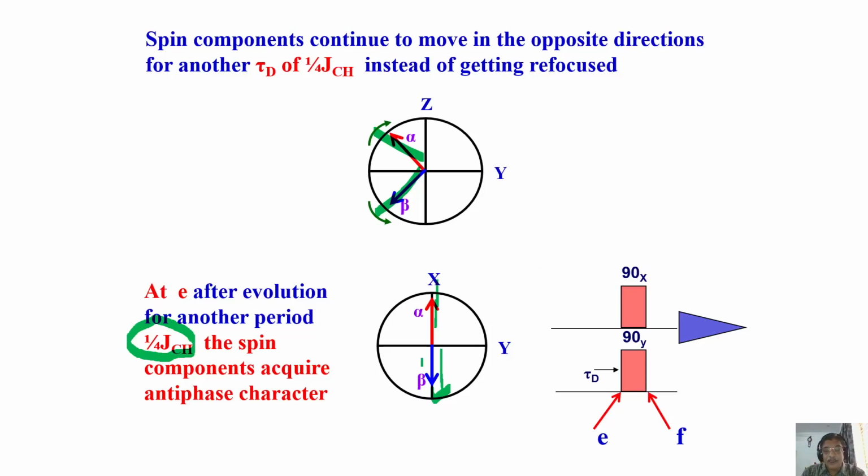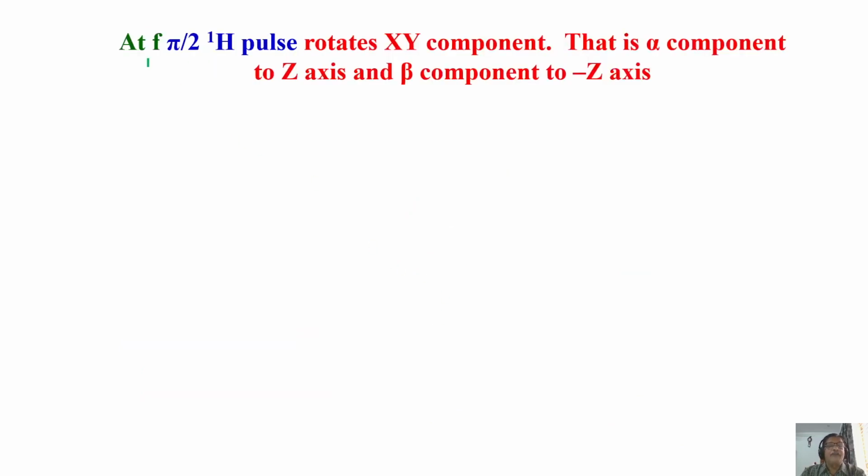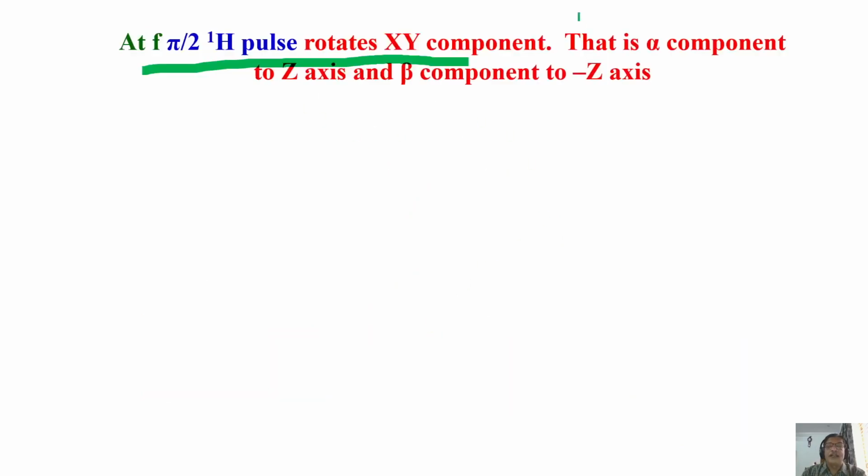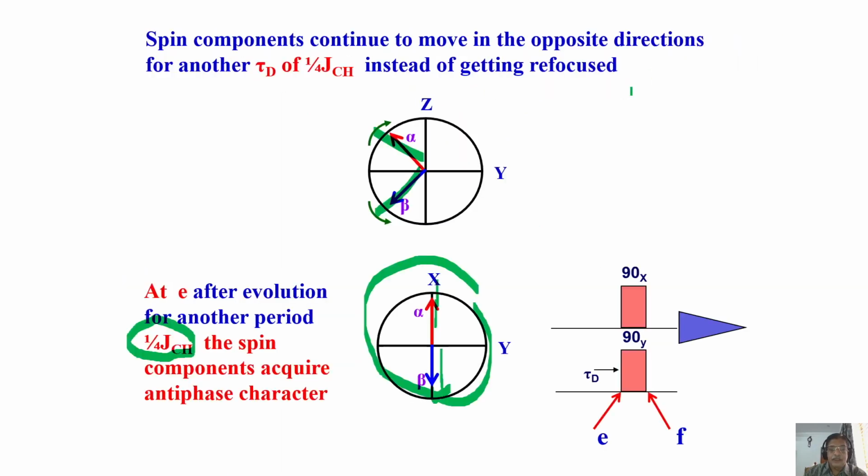Now at this point, we do another step. Immediately when they are at this antiphase position, we do two things. We apply a pi by 2 pulse on proton here, pi by 2 pulse on proton. What is going to happen now? They start rotating. The magnetizations which were the XY component rotate the alpha component to the Z axis and the beta component to the minus Z axis. Remember what is going to happen here.